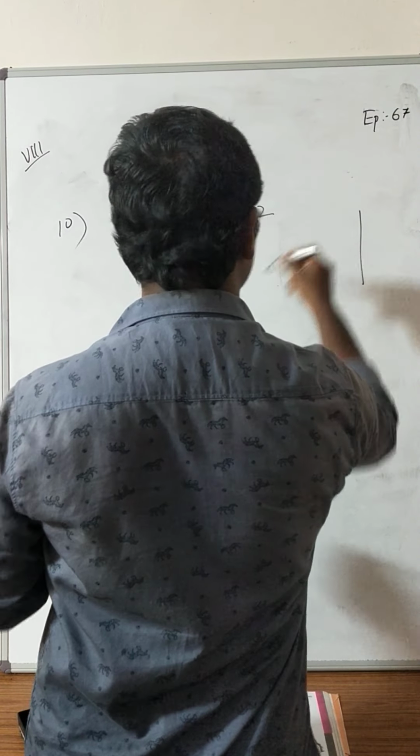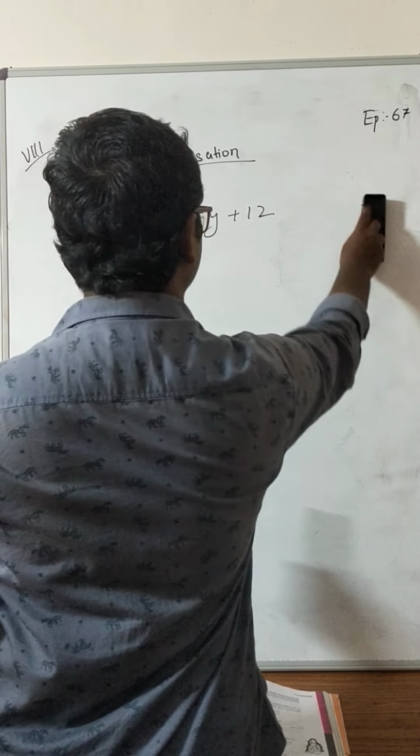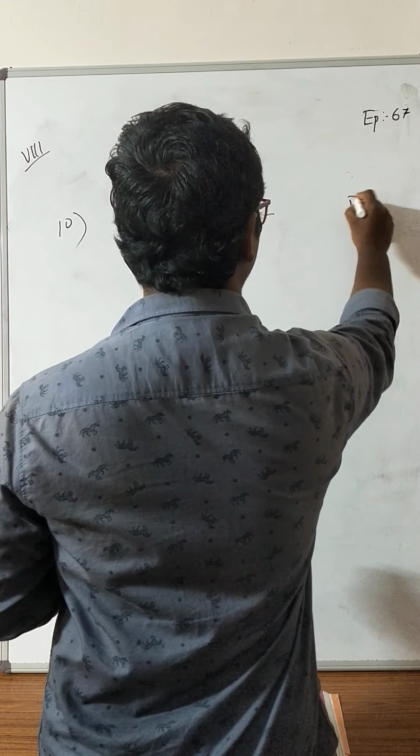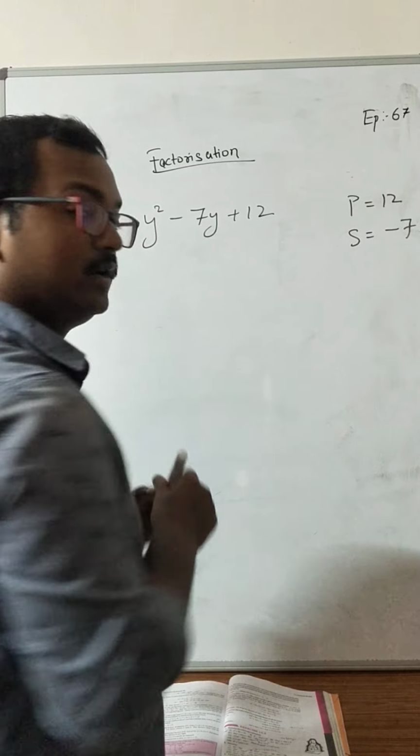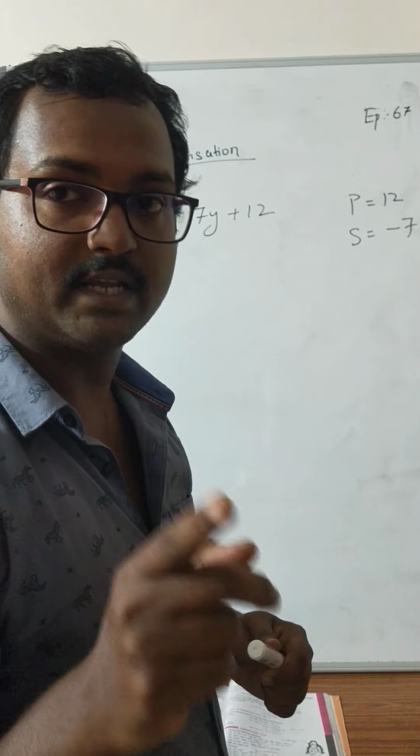See, first identify the product and sum. Product is 12, sum is minus 7. See, don't put plus 7. You have to include the sign also, which is minus 7.